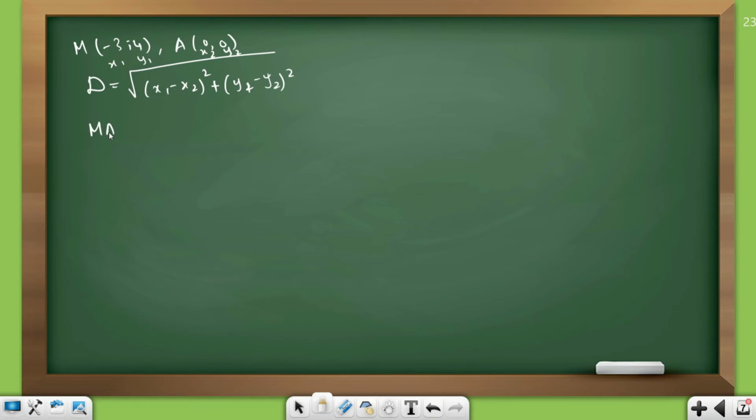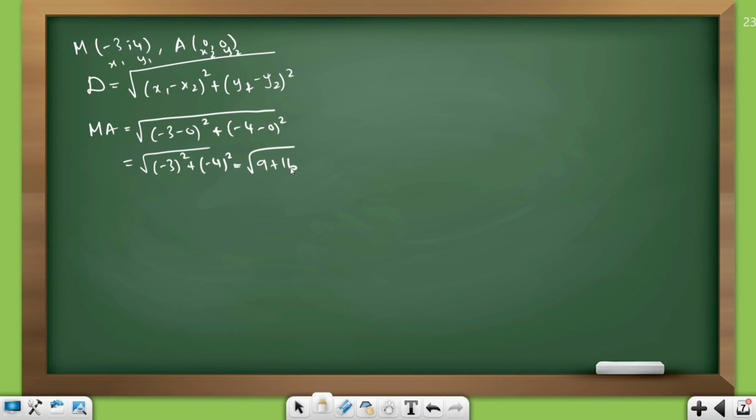So the distance MA equals the square root of (-3 minus 0) whole squared plus (-4 minus 0) whole squared, that is (-3) squared plus (-4) squared. We know that (-3) squared is 9 and (-4) squared is 16, and the sum of 9 plus 16 is 25, whose square root is 5 units. So we found the distance MA. MA is 5 units.